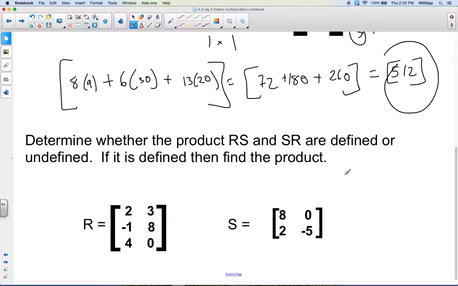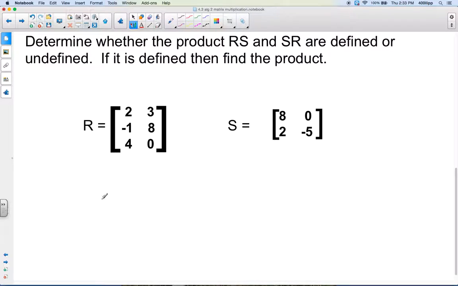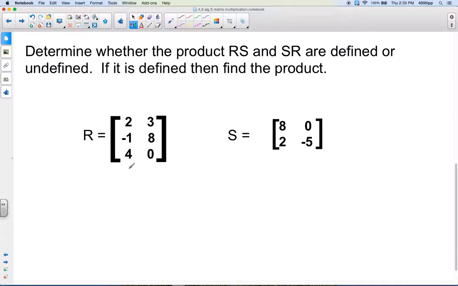Okay, determine whether the products R times S and S times R are defined or undefined. If it is defined, then find the product. Okay, let's see. R times S. Let's start there.